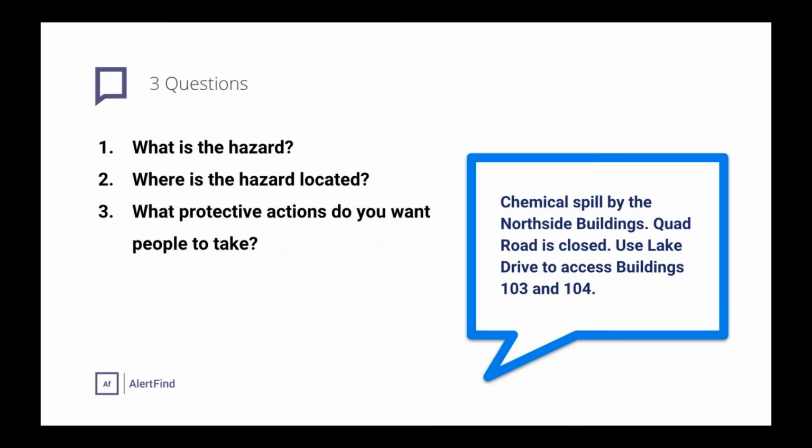So the three questions that you need to answer when you are composing alerts are, what is the hazard, where is the hazard located, and what protective actions do you want people to take in response to that hazard? So there's an example here on the side of the screen. Chemical spilled by the north side buildings, Quad Road is closed, use Lake Drive to access buildings 103 and 104. It's clear and concise, you know exactly what's going on, there's not extraneous information.